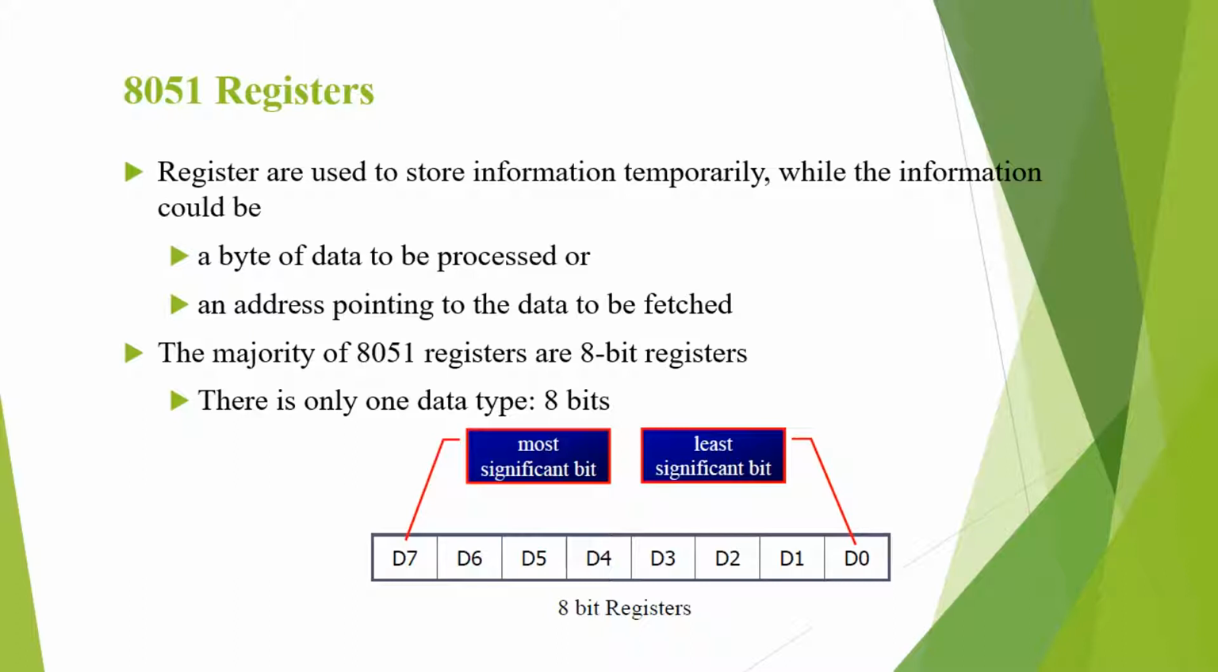The information can be a byte of data to be processed or an address which is pointing to the data to be fetched. The majority of the 8051 registers are 8-bit and they have only one data type. So we have the 8-bit register denoted as shown in the figure. D0 is the least significant bit and D7 is the most significant bit.